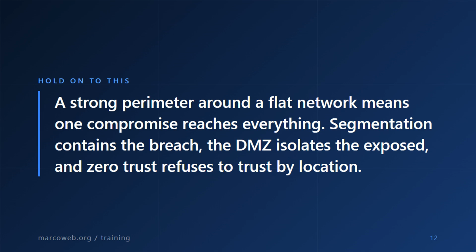So carry this away. A strong perimeter around a flat internal network means one compromise reaches everything, which is why segmentation and defense in depth exist. Segmentation contains the breach, the DMZ isolates the internet-facing servers, and Zero Trust refuses to trust anything based on its network location.